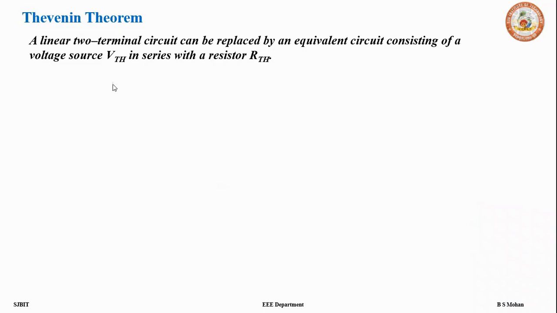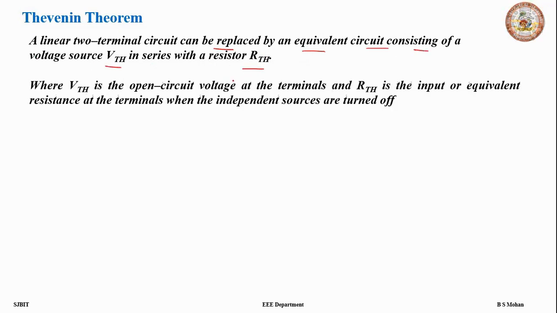Before going to the problem, let us see the definition. A linear two-terminal network can be replaced by an equivalent circuit consisting of a voltage source in series with a resistance, where VTH is called the open circuit voltage at the load terminals, and RTH is also known as the input or equivalent resistance at the terminals when the independent sources are turned off.